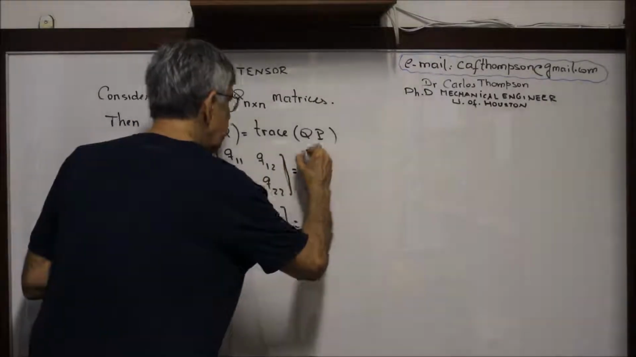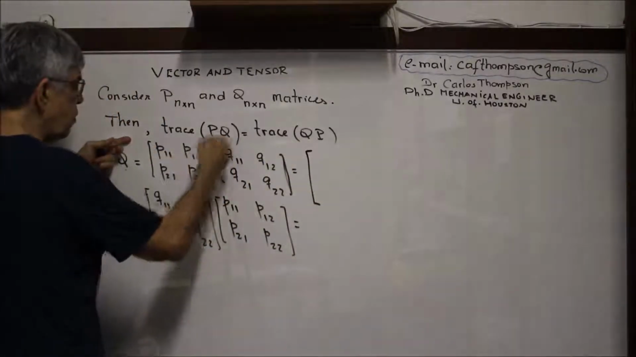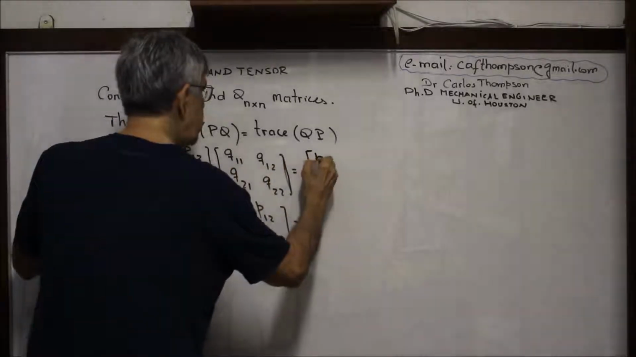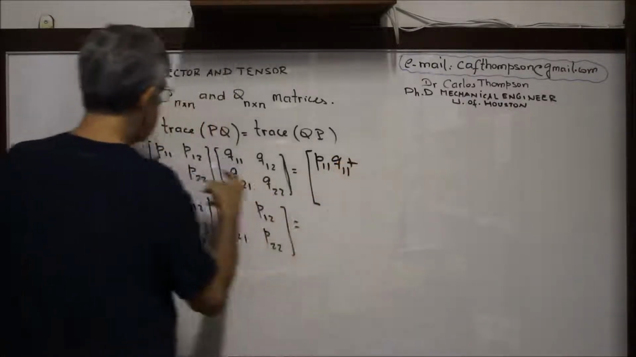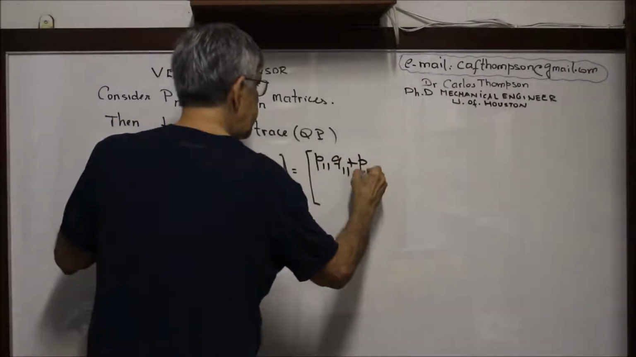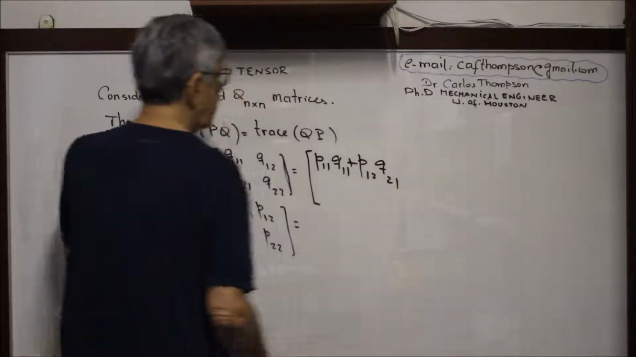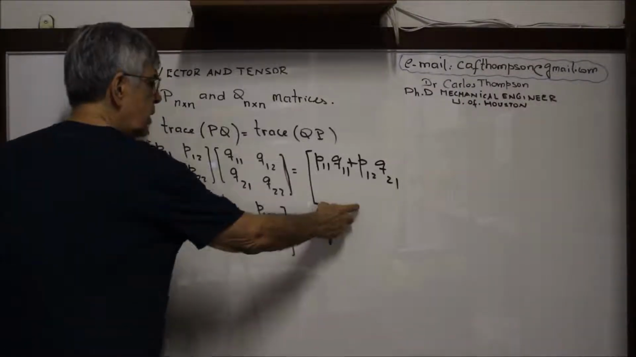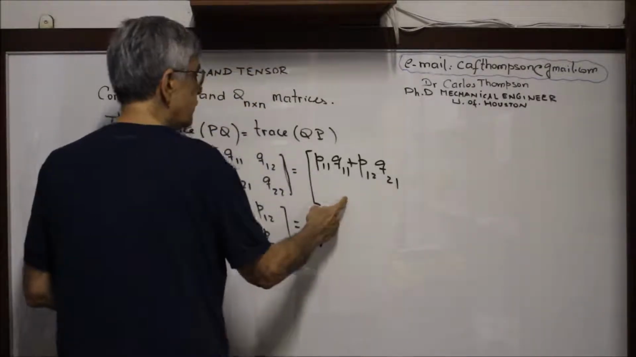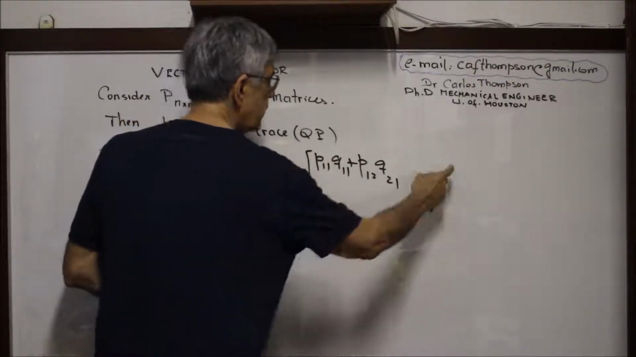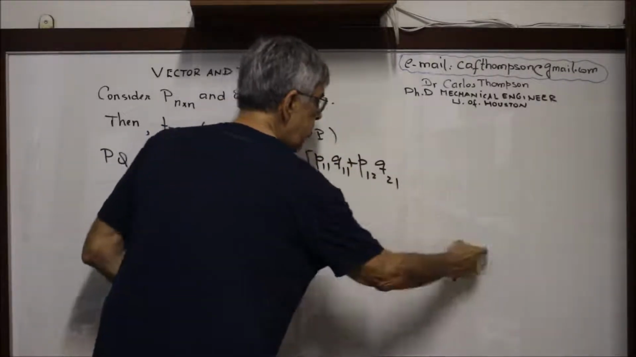Now, let's do here. The first row, first column. So this will be P11 times Q11 plus, now P12 times Q21. Now, we forget about this term over here and that term over here. So this is the term second row and first column, and this will be first row and second column. Let's work only with the main diagonal.